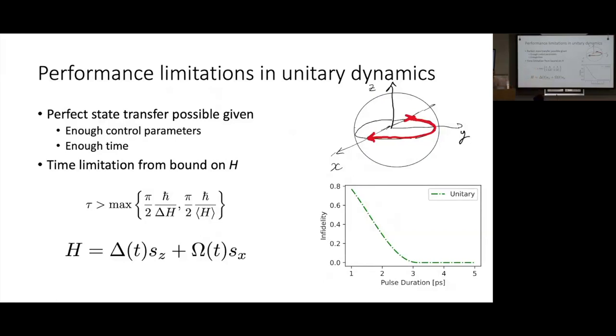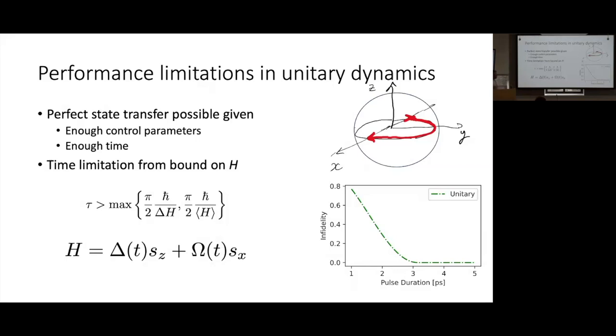I can't apply infinitely large fields because that would have an infinitely large energy for this system. And so there's always some limit on the rate at which you can precess here, some maximum value of the field you can apply here. And that means that you need enough time to get from here to here in order to do this process.